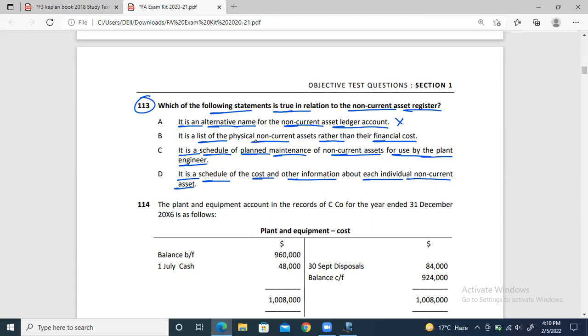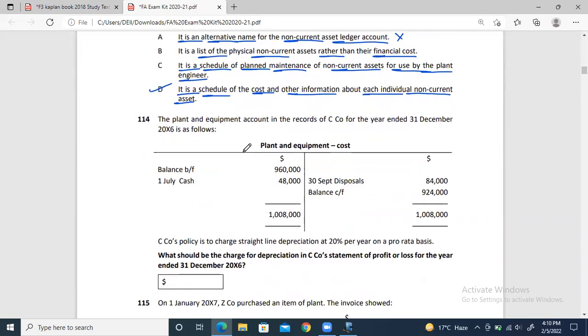This statement is the best suitable to this non-current asset register. And this is the same thing that we studied, right? So that means option D is the correct option over here. Okay. Now, next, do the next question.